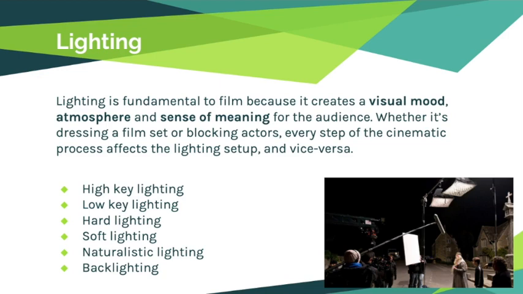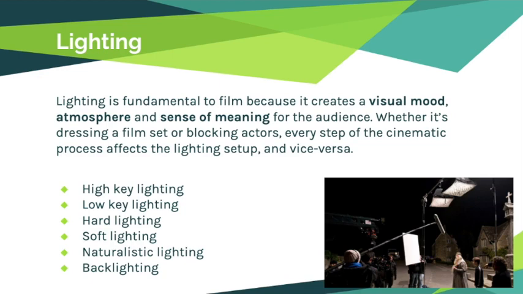And literally every single process of filmmaking is affected by lighting, and vice versa as well. So when you're dressing a film set, so you're designing the set, or you're blocking the actors, telling the actors where to stand and how to position themselves within a scene, that all affects the way you light a scene. So it's super important to have a really strong lighting team on a film set.